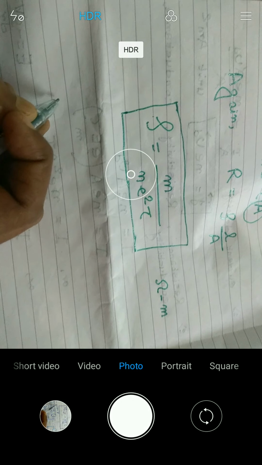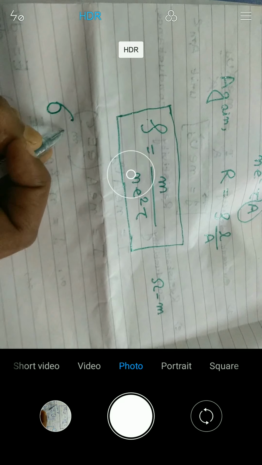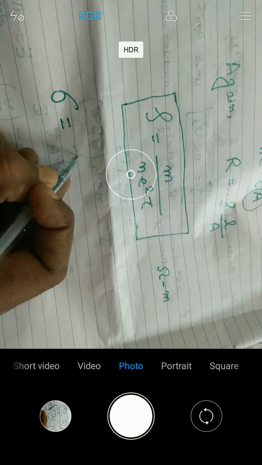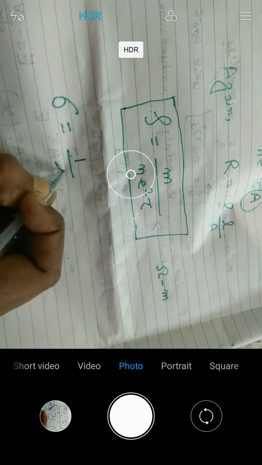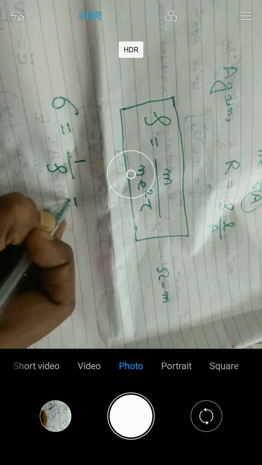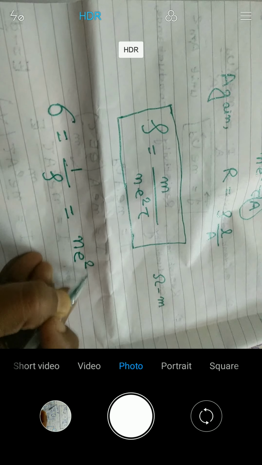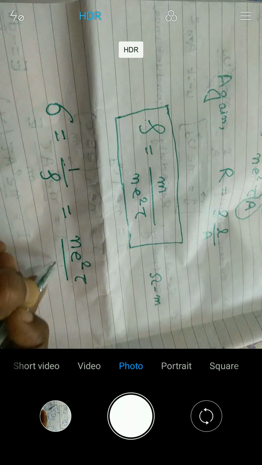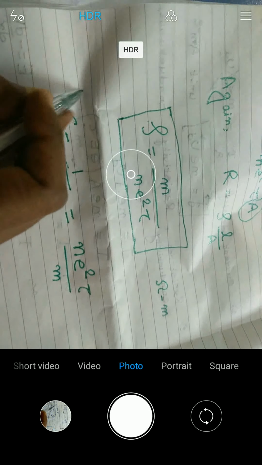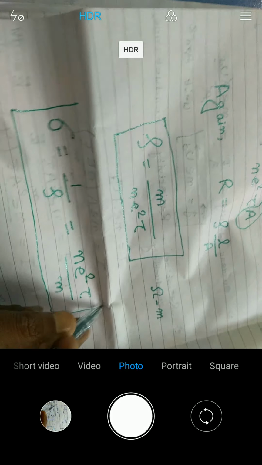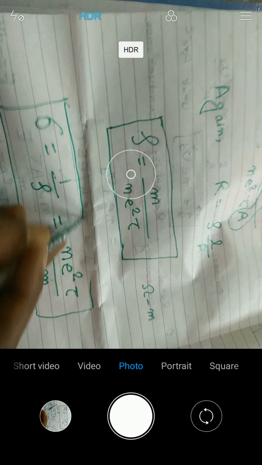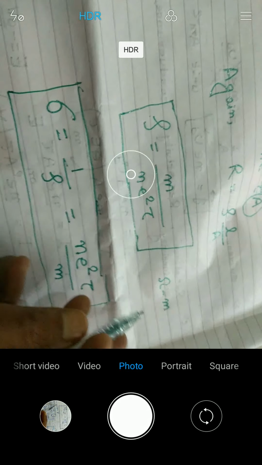Now the reciprocal of resistivity is also called conductivity. Conductivity, that is σ, is equal to 1 by ρ, the reciprocal of resistivity. So the formula for conductivity is Ne²τ by m. What will be the SI unit of conductivity? It is the reciprocal of resistivity.